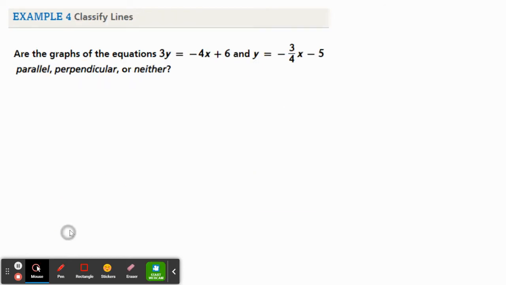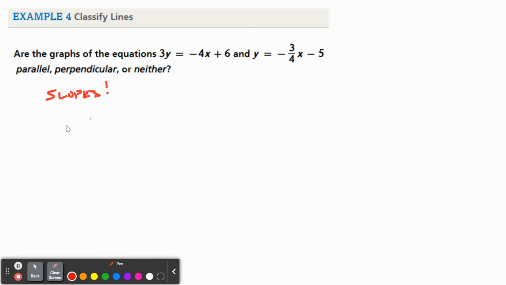Cool. All right, next are the graphs of the equations 3y equals negative 4x plus 6 and y equals negative 3/4 x minus 5. Parallel, perpendicular, or neither? So in order to determine their relationship, we need to find the slopes.